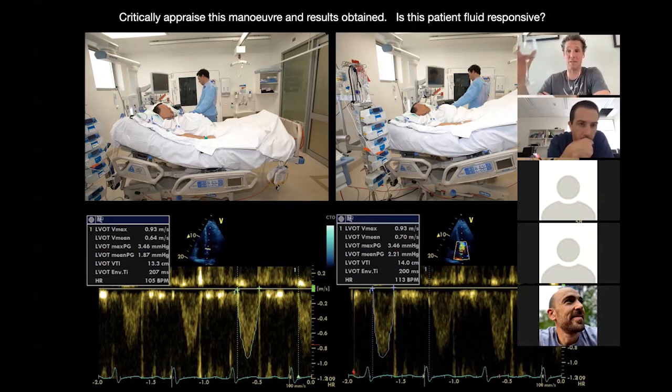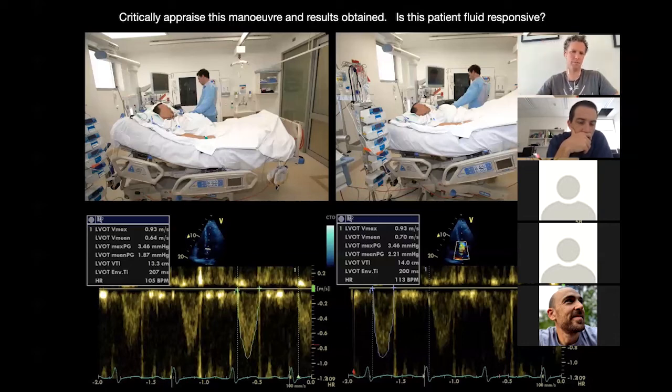And is he fluid responsive at the end? Yeah. So just to critically analyze the pulse wave Doppler studies at the bottom of the screen across the LVOT. One, the gain needs to be a bit more appropriate. It's over gained, I think, because of the fuzz which is all there around the trace. Okay.